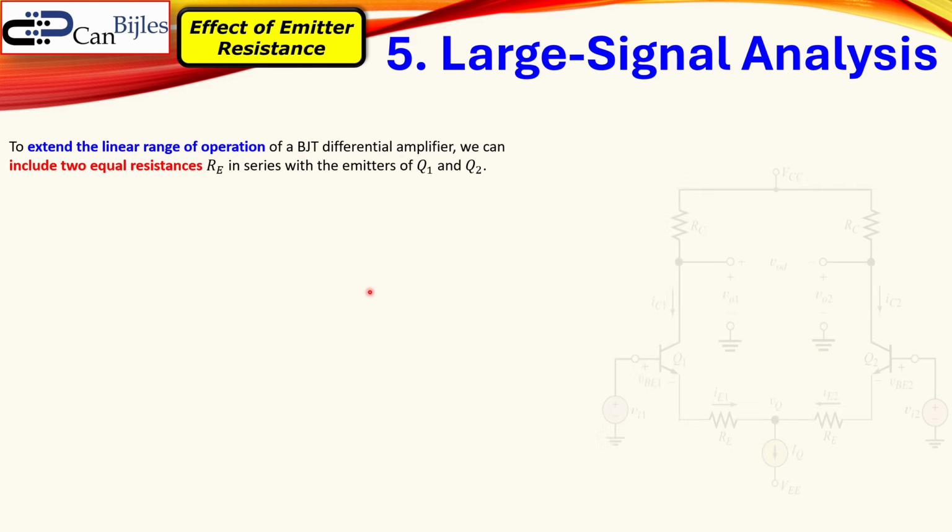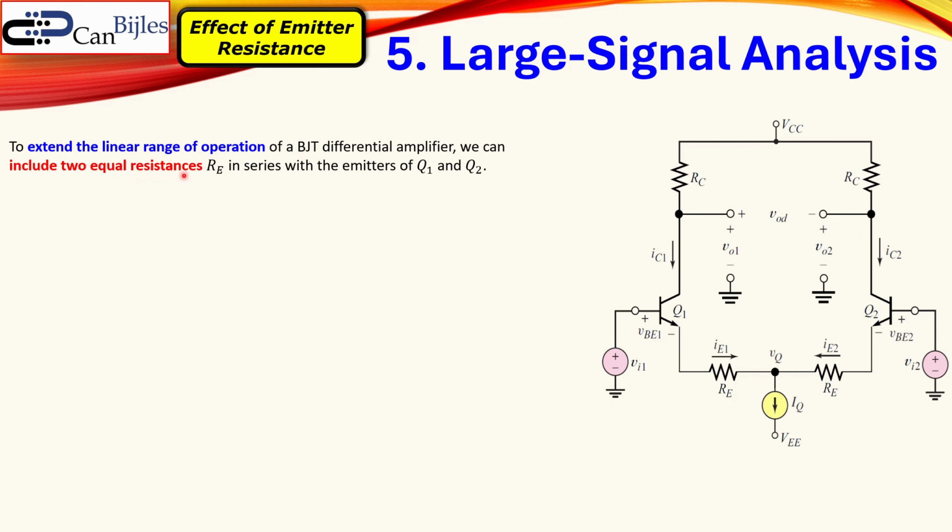Now one option is to include two equal resistances RE in series with the emitters. That's shown here, so you can see here the RE and the RE, so they are now included in our original circuit. That will allow us to extend this linear region. Of course, by including these resistances, we will reduce our voltage gain. That's the price we pay, but we will see how much that price is.